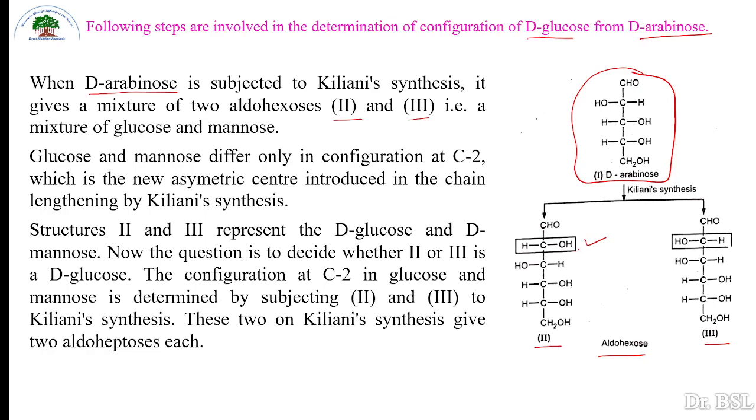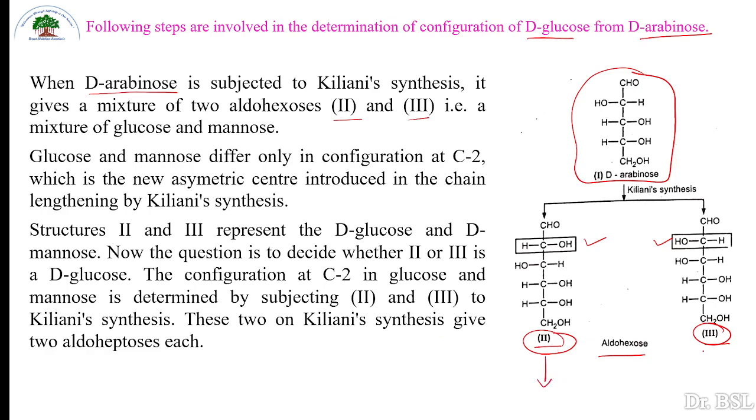The carbon atom which is shown in the rectangle is the increased or added carbon. Now the question is to decide whether second is D-glucose or third is D-glucose. And these two on Kiliani synthesis give aldoheptoses.